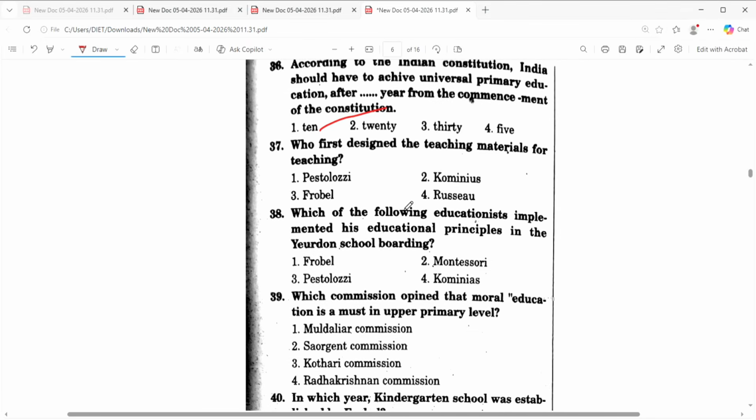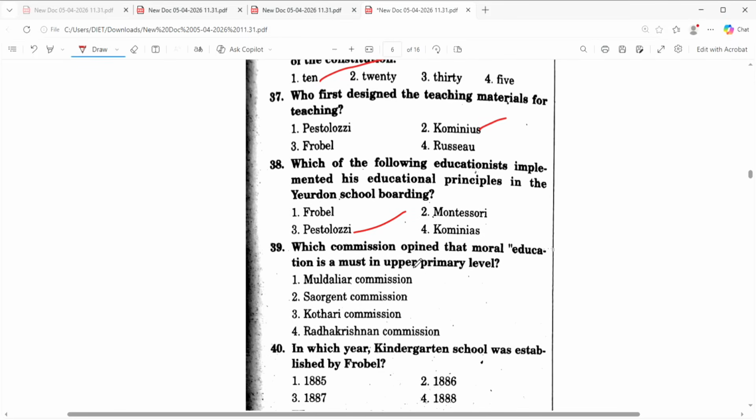Who first designed teaching materials for teaching? When you see the fourth option, pedagogy, Comenius, Froebel, the answer is Comenius. Which of the following educationists implemented his education principles in the Ayurudon school boarding? Froebel, Montessori, pedagogy, Comenius. The boarding school was started by pedagogy.